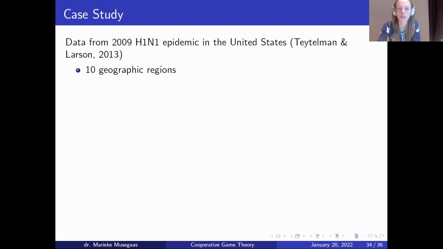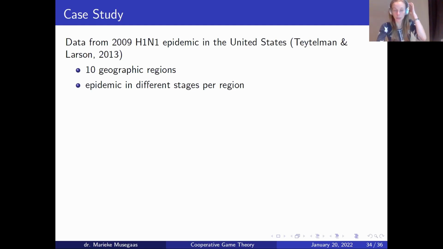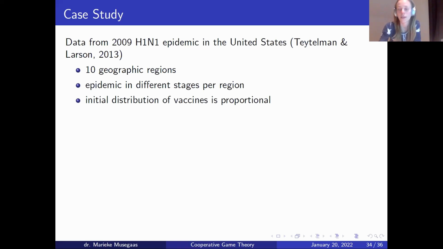We had 10 geographic regions from the United States. There was an epidemic in different stages. So in some stages, it was already in the beginning of the epidemic. In other stages, it was already quite severe. And the initial distribution of vaccines was proportional. So the World Health Organization decided that everyone gets the amount of vaccines that's proportional to the number of inhabitants.